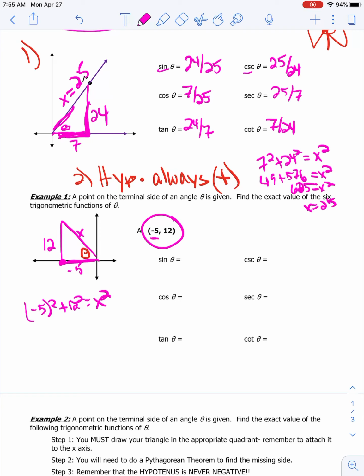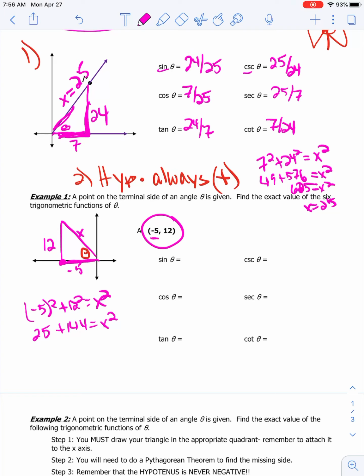If you're using your graphing calculator or a calculator to help you put these in, make sure that you put parentheses around that negative 5, because negative 5 squared is positive 25. And in your graphing calculator, if you don't put the parentheses, it's going to give you a negative, and that's going to mess up your problem. On these, if you get a square root, you may leave it. You cannot leave square roots when you're dealing with special right triangles. But if you have a square root on these, you may leave it unsimplified for now.